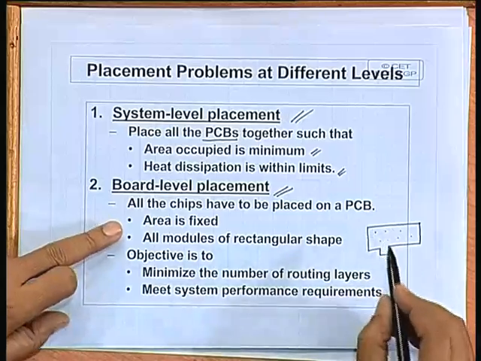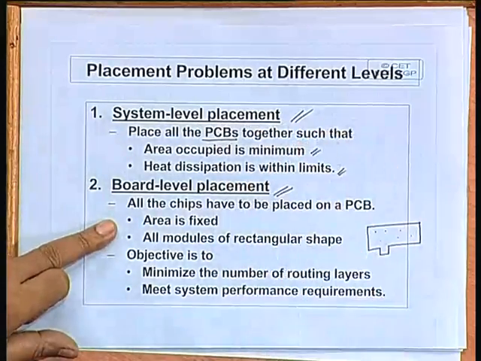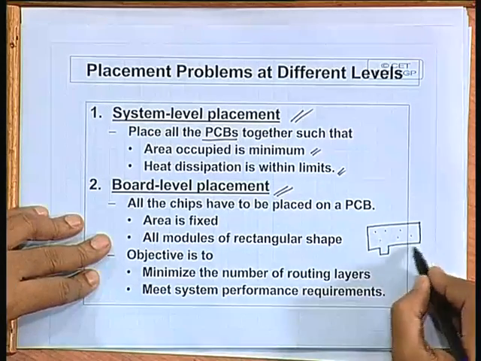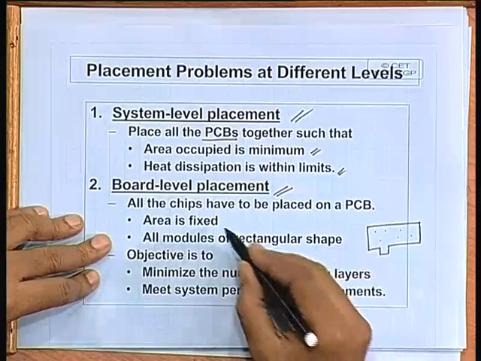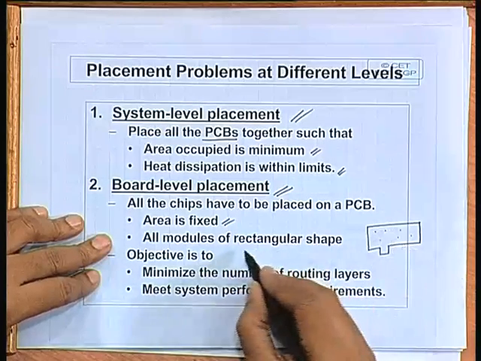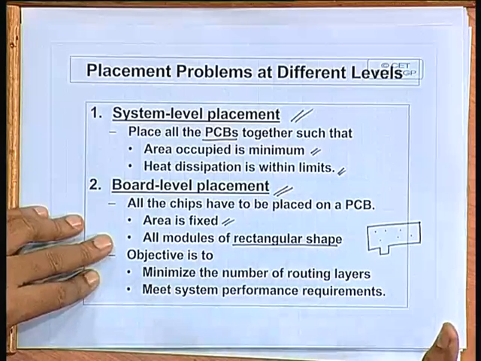The requirements in this case are, once you have completed a system level placement at the top level, or you have done a system level design, the size of the boards are fixed. So, the total area is fixed and the chips and the other components are all typically of rectangular shapes. So, there is no irregular shape involved.